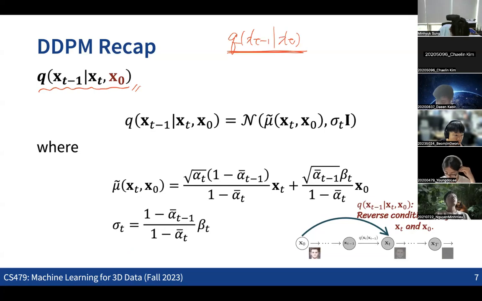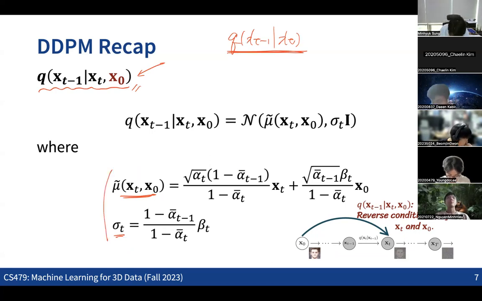But if we see this specific conditional distribution conditioned on both xt and x0, then we can easily derive that this is also another Gaussian distribution, where we can calculate the mean and the covariance like this. So we can directly calculate the mean and the covariance in this case.